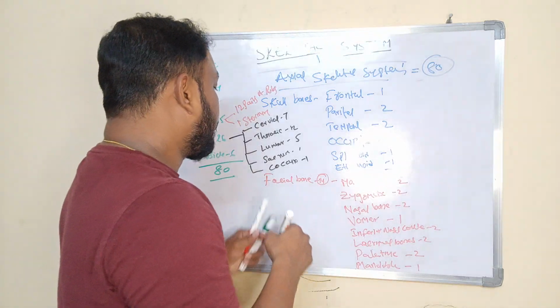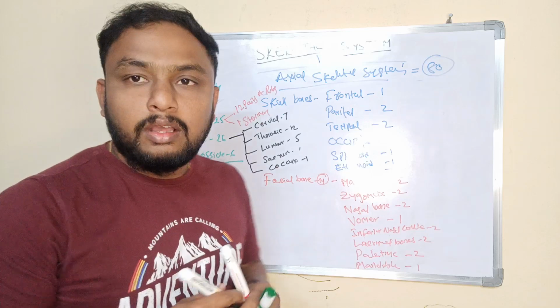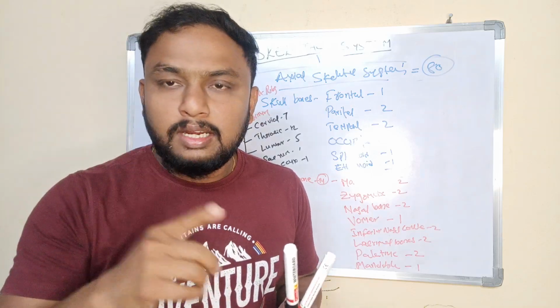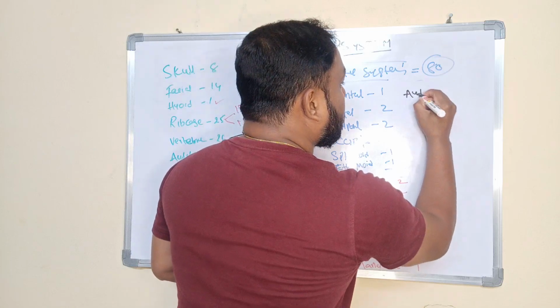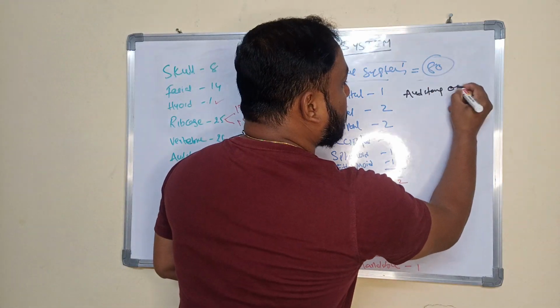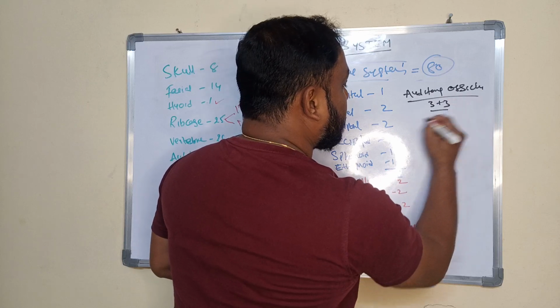Okay, so these are the 26 vertebral bones. Next, auditory ossicles, 3 bones in each ear. Auditory ossicles. What are those? 3 plus 3, 3 bones in each.